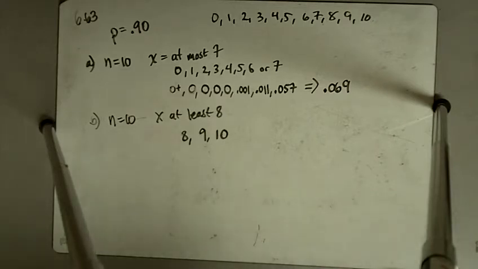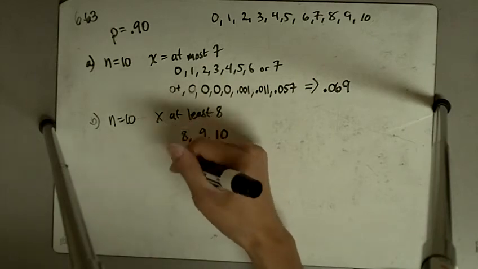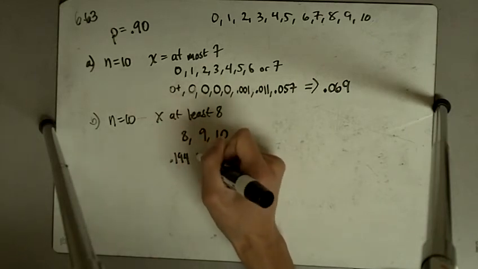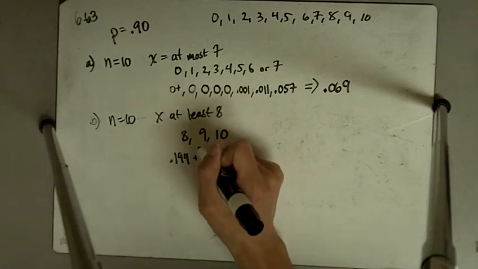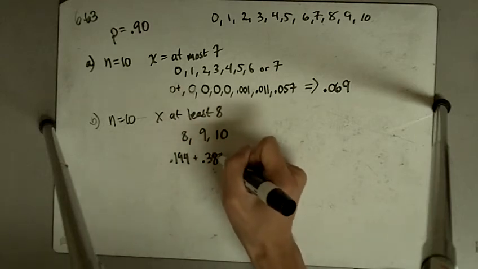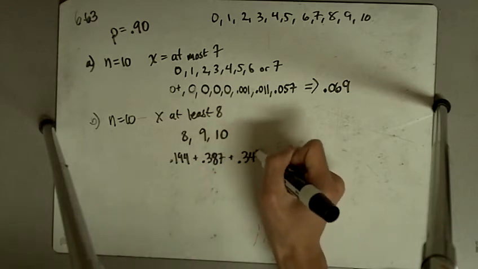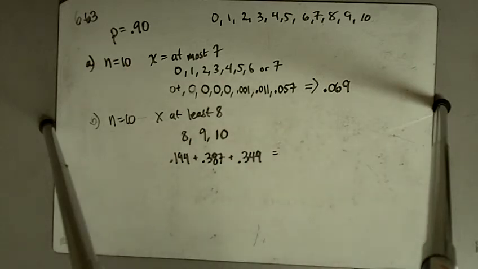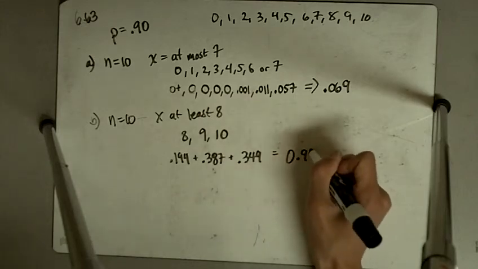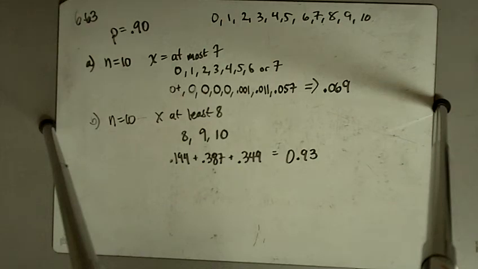are finding 8 people, with 8 people getting a job is 0.194. The probability that 9 people find a job is 0.387. And the probability that 10 people find a job is 0.349. Okay, so if I add those numbers up, 0.194 plus 0.387 plus 0.349, this is equal to 0.930.